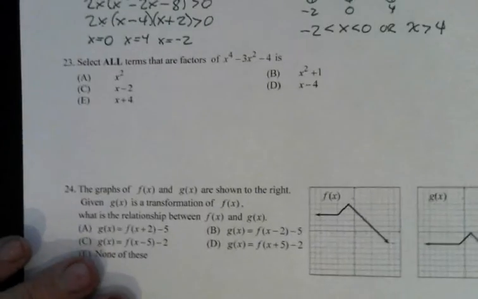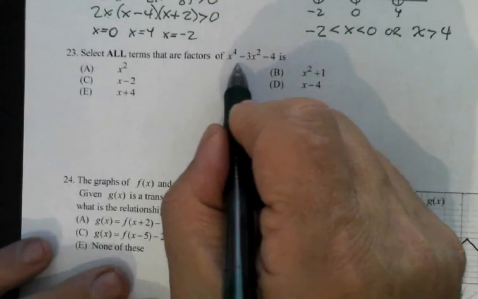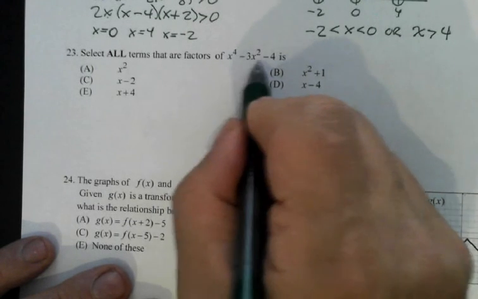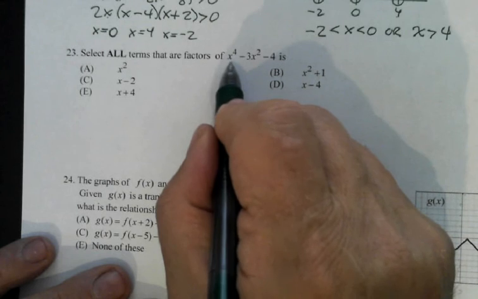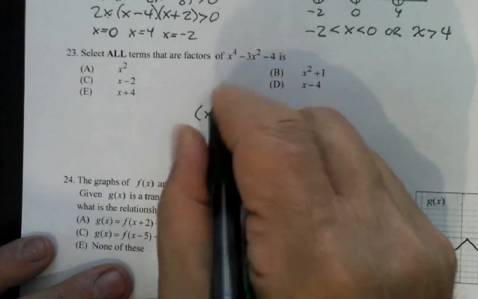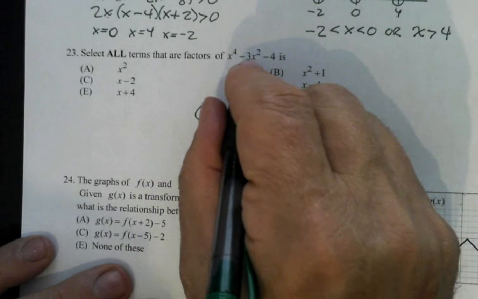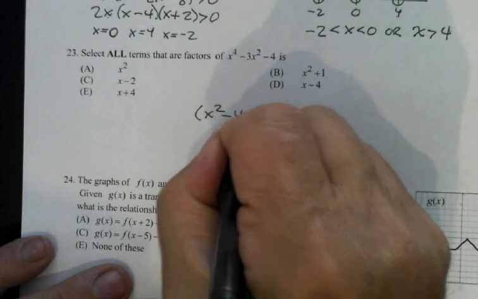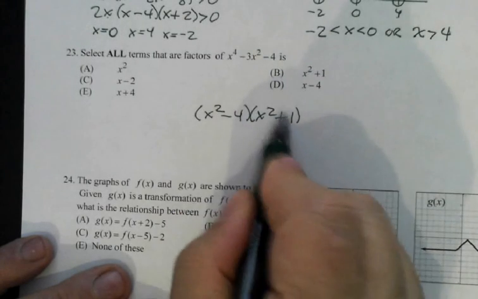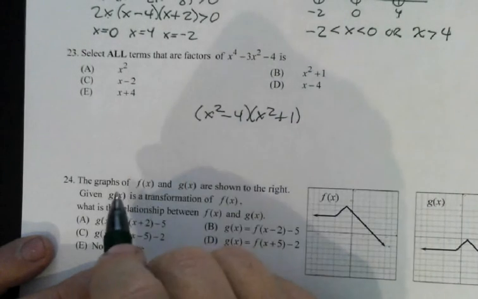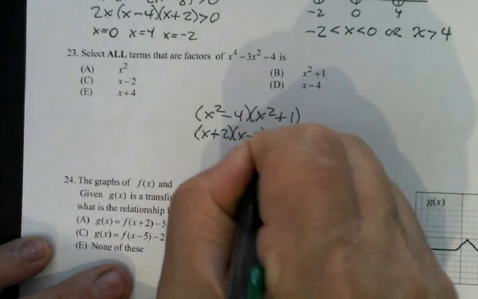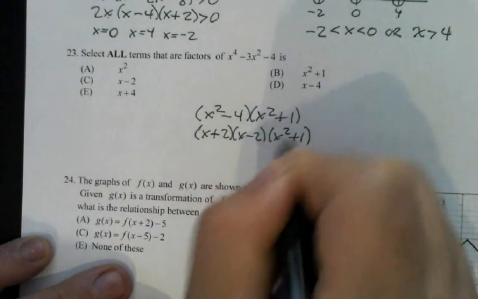Okay, this one's about factoring. Now this one gets a little intimidating because it's not your normal kind of thing. You can't factor out an x, but you should realize this is basically like a quadratic. To get x to the fourth, that's x squared times x squared. So I've got x squared. To get -3 in the middle, I get x squared minus 4, x squared plus 1. This will give me -4x squared plus x squared is -3x squared. This factors to x plus 2, x minus 2, x squared plus 1.